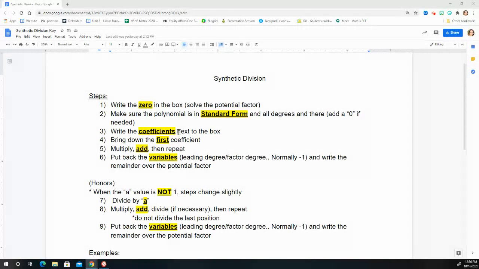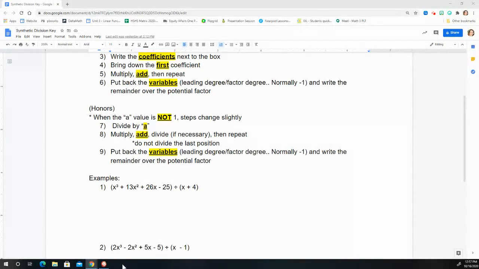Next step is to write the coefficients next to the box, and this will hopefully make more sense once we start doing examples, so don't get overwhelmed. You're going to bring down the first coefficient, multiply, add, repeat, and then put back the variables. This section is for honors, so we will actually do that at the end of the video, so not everyone has to hear that. Let's go to example 1.